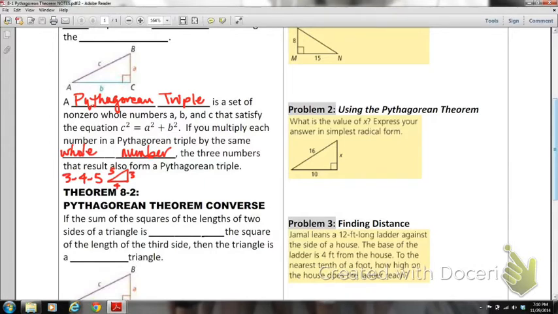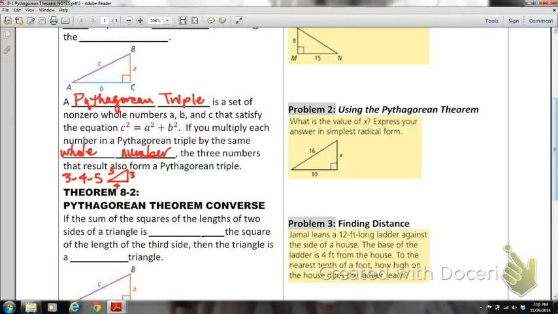If I multiplied all of those by 2 and got a 6, 8, 10, that would still be a Pythagorean triple. So that's what it's saying. You can multiply it by any whole number and you're still going to form another Pythagorean triple. So there's an infinite number of Pythagorean triples, because you can infinitely multiply them by other integers and you're always going to get another triple.